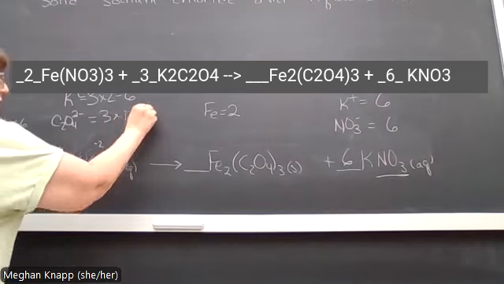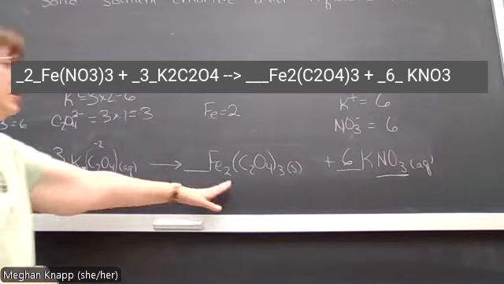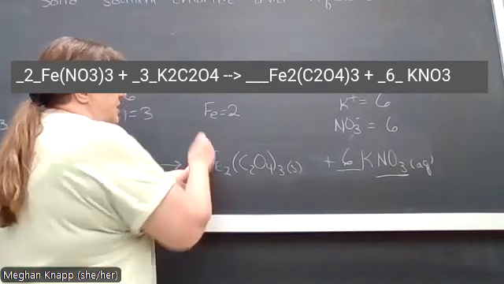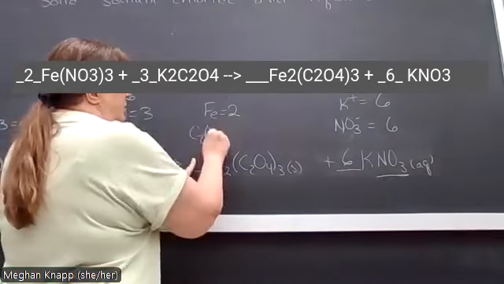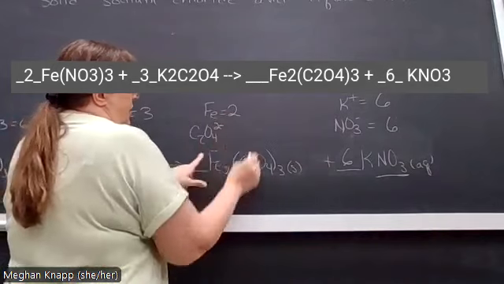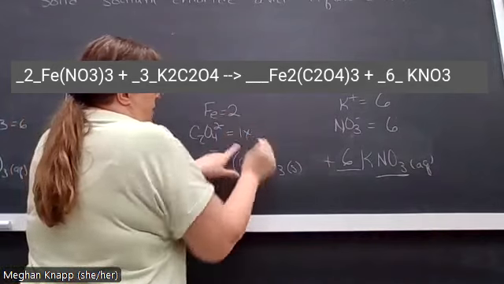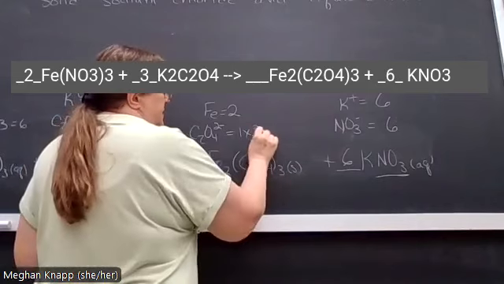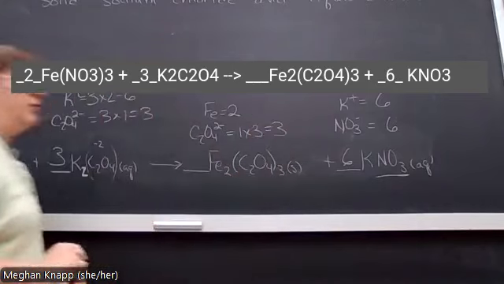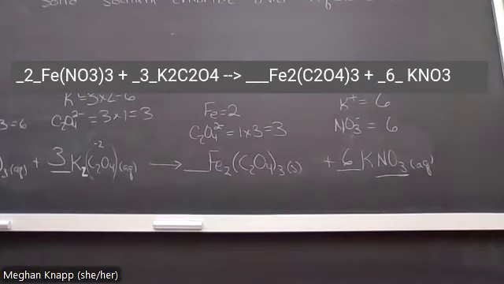So times 1 gives me 3. Over here, I have a 1 as a coefficient, and a 3 outside the parentheses. So I have 3. Okay.